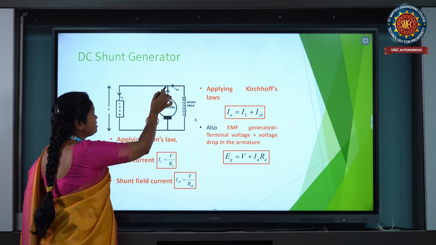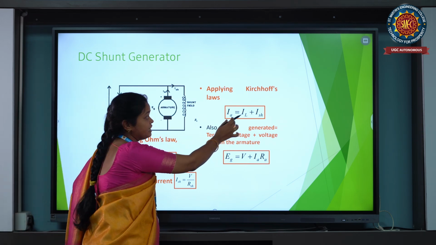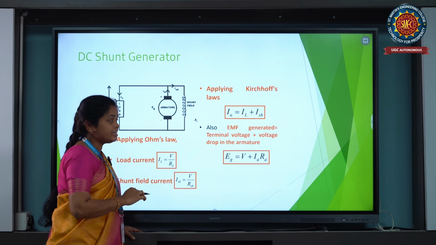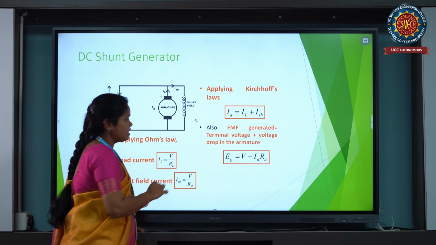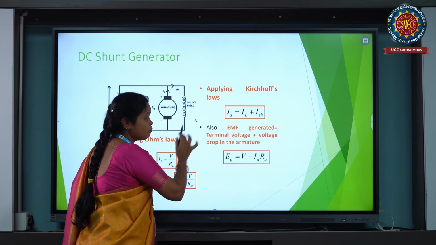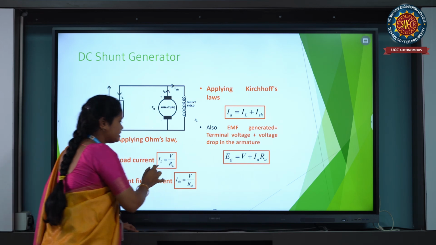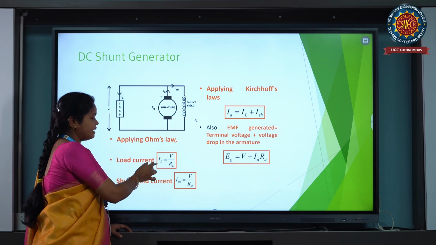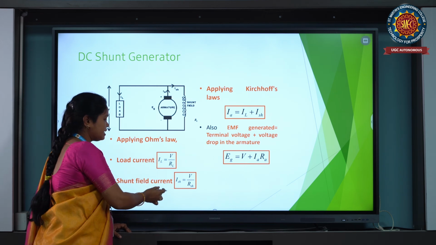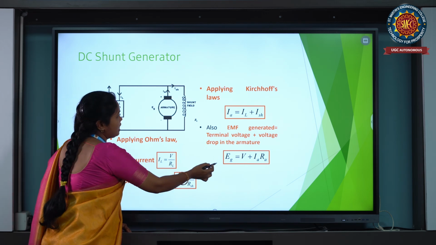So Ia is divided into Ish and IL. Ia is equal to IL plus Ish. In a motor this is different: Ia is equal to IL minus Ish, and Eg is equal to V plus Ia Ra. In a motor V is equal to Eg plus Ia Ra, and the shunt load current or line current IL is equal to V by RL according to Ohm's law. And next one is shunt field current, Ish is equal to V by Rsh.